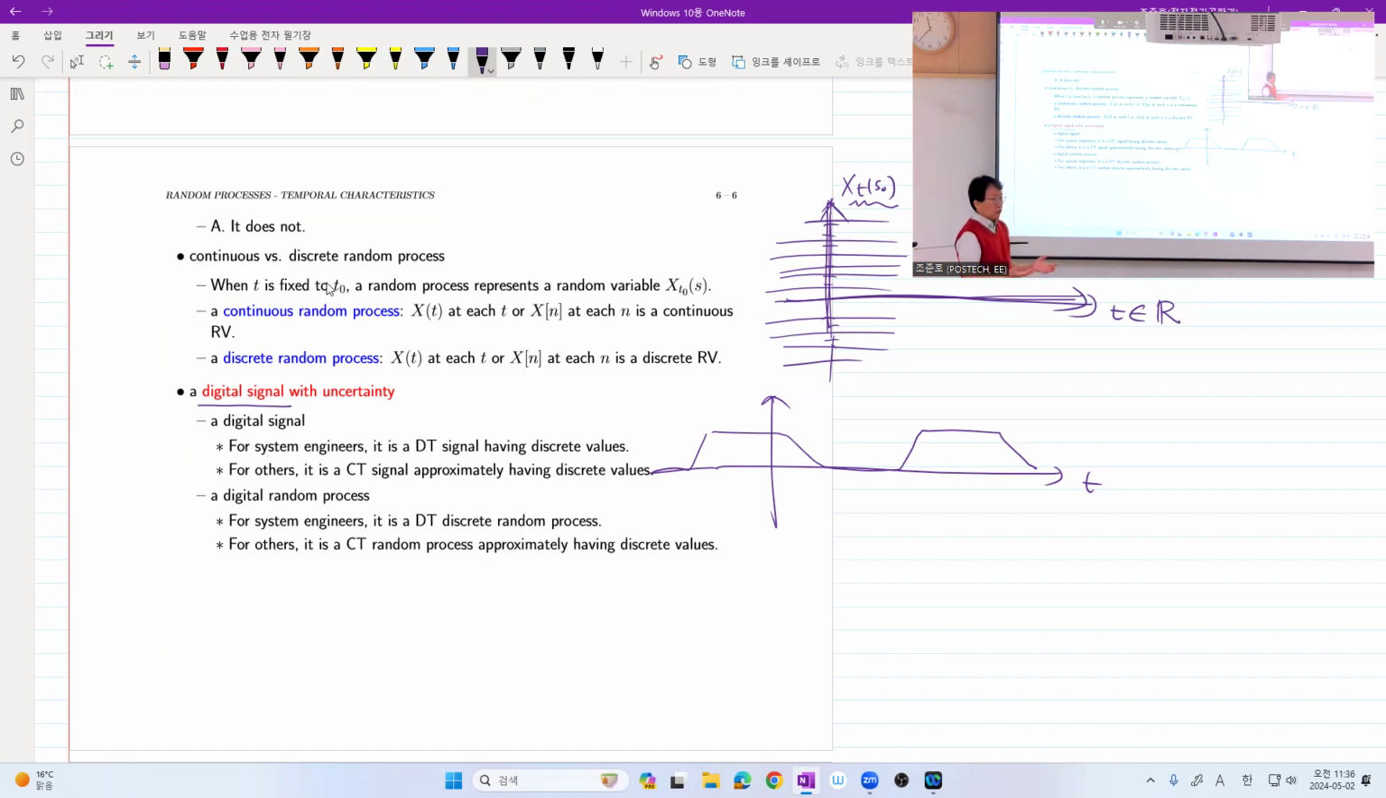Of course, their ideal signal is a discrete or continuous time random process, or they mathematically handle this signal as a discrete time random process. So the same real world signal can be modeled in many different ways, even though we learned here a method to classify random processes. So be careful, got it?